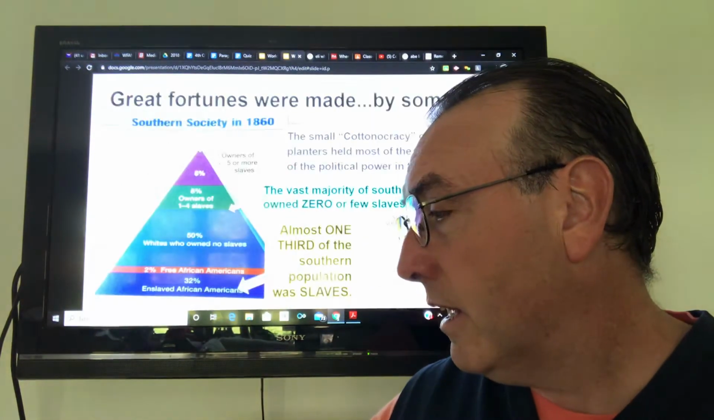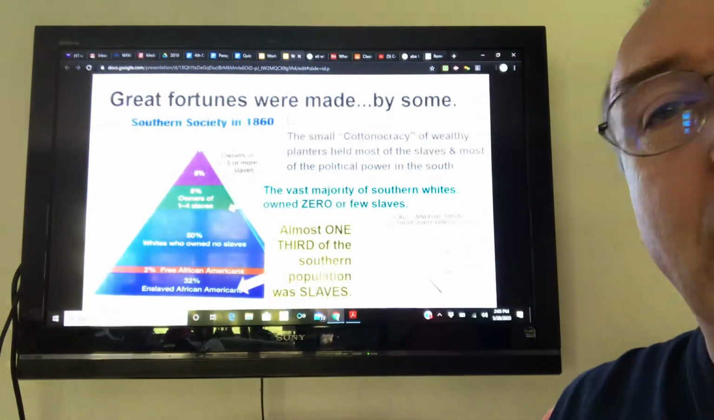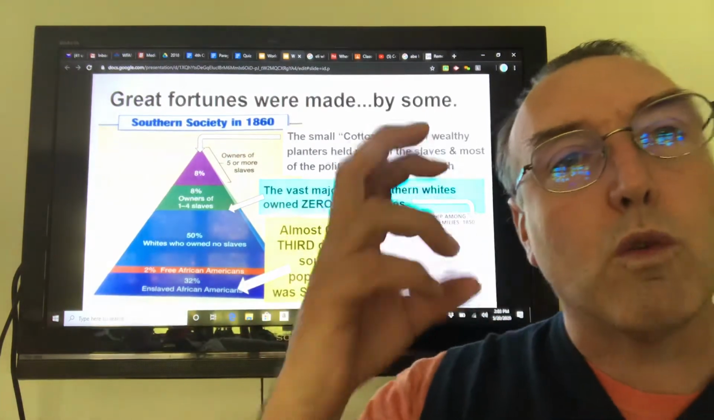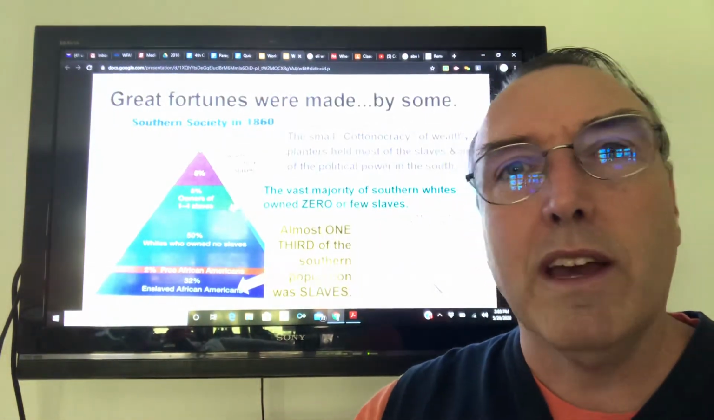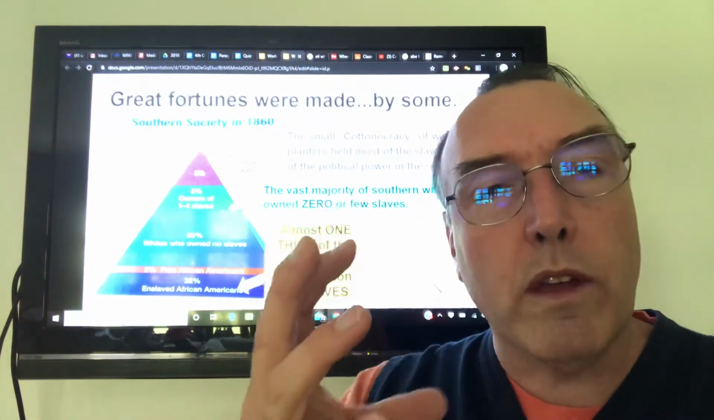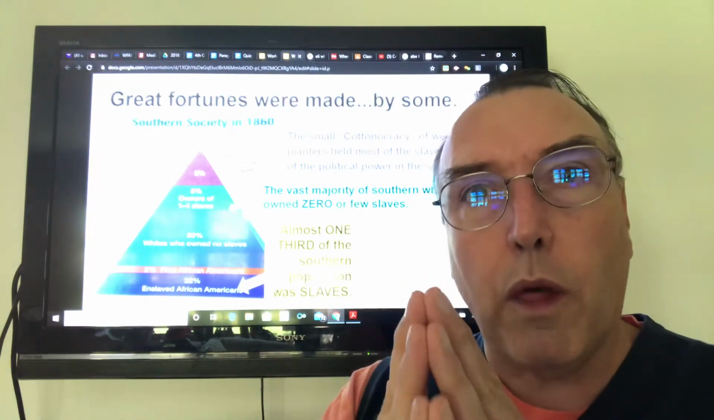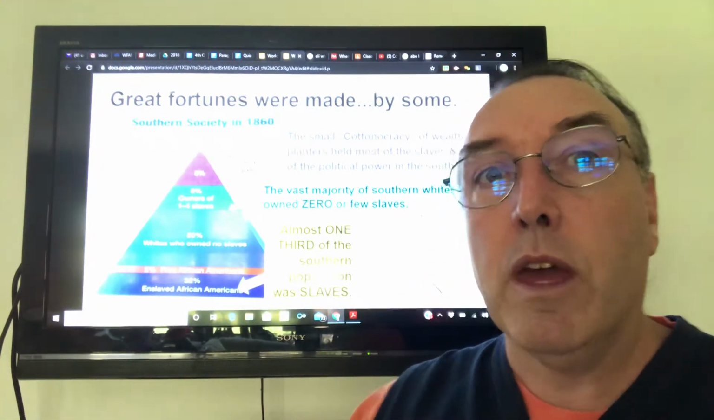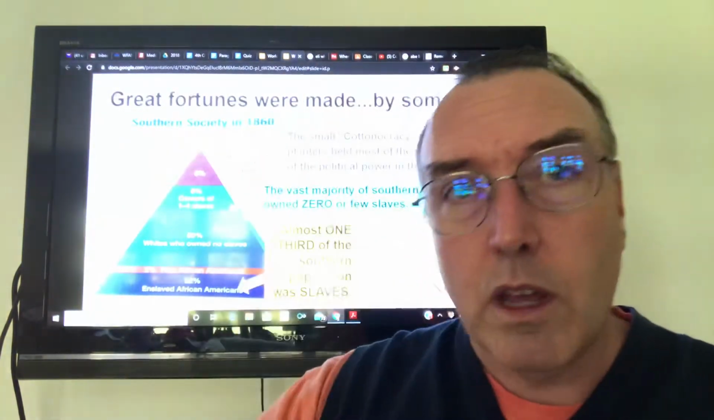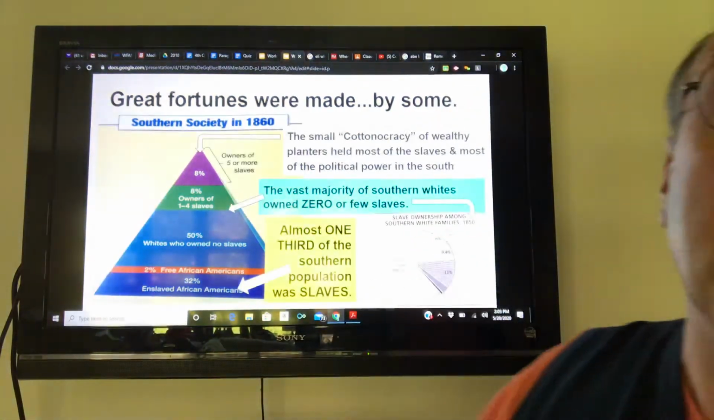And really, in some places, great fortunes were made. If we look at the top of this pyramid, we have a small group of wealthy plantation owners. Think of guys like Andrew Jackson. They are a small group at the top of that pyramid, but they have most of the wealth and most of the power in the South. Most Southern families owned zero slaves. If they owned any, they owned a couple, one or two. That's this little chart down here.